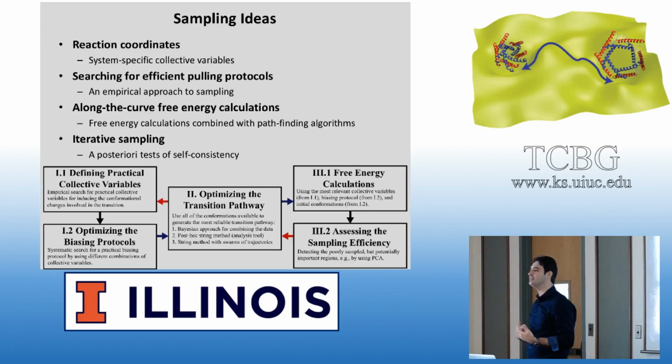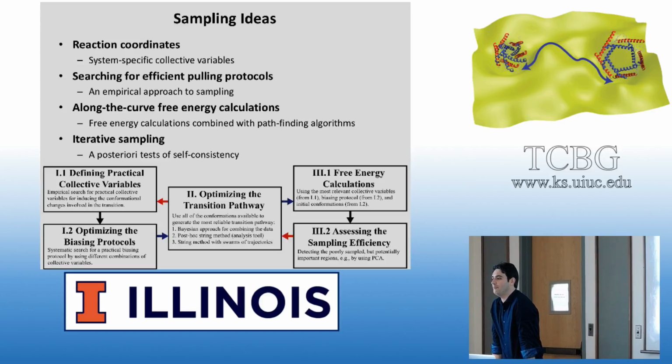You need continuous sampling. If you don't have continuous sampling, if you have two windows, and in one of them your sidechain is up, in the other one your sidechain is down all the time, you may have exchange between them. You may have overlap between them in the collective variable space. But eventually that is going to be problematic for your calculations.